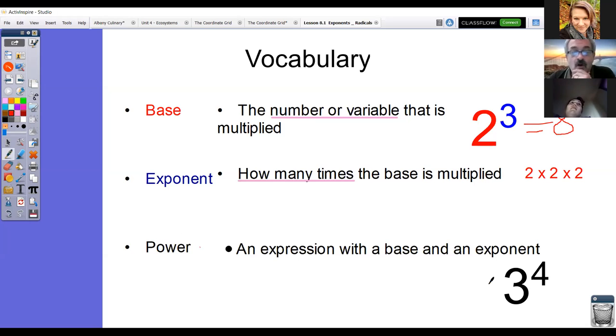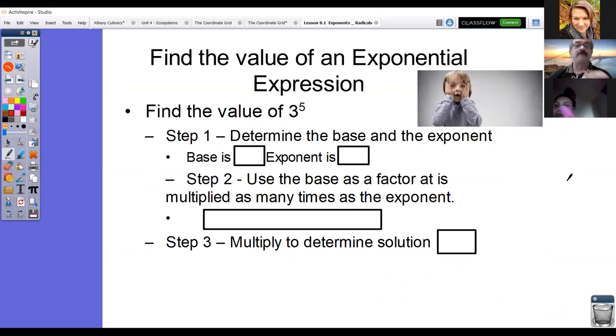Okay? So this whole thing together is called a power. That's an expression with a base and an exponent. You can have things like x to the fourth power. Okay? It can be a number, it can be variables. If you end up with a variable like x as your exponent, like 2 to the x, then we're going to get into some logarithms, and we really don't want to get into logarithms now. So those are some of the basic vocabulary.